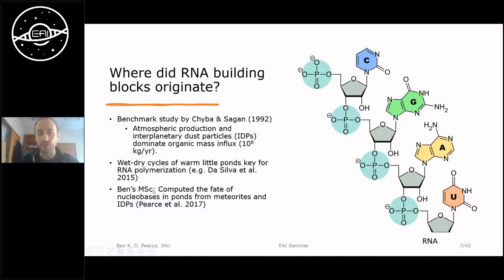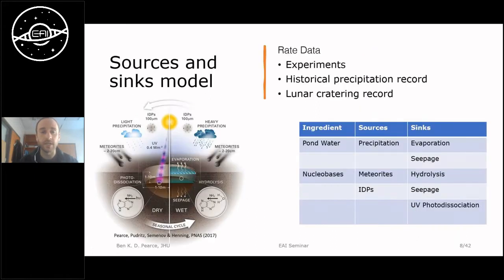So in my master's research back in 2015 to 2017, we computed, using a numerical model, the fate of nucleobases, which are these C, G, A, and U on this RNA molecule right here, from meteorites and IDPs to warm little ponds. Here's a schematic of that model. You can see right here how the model works. It's essentially a sources and sinks model, which is controlled by differential equations that have values for the sink and the source rates. And the rate data comes from experiments, historical precipitation record, or the lunar cratering record in terms of the mass delivered. So I'll just take you quickly through the different sources and sinks.